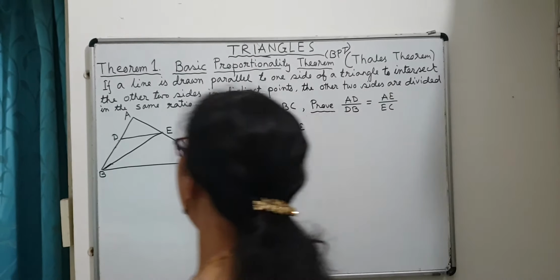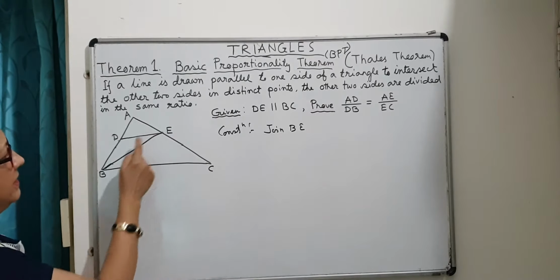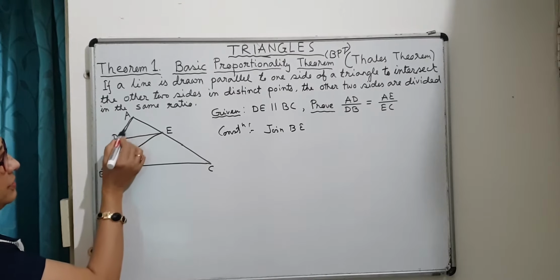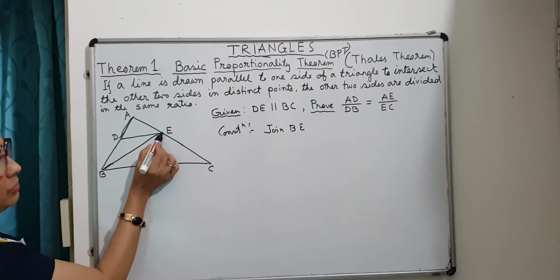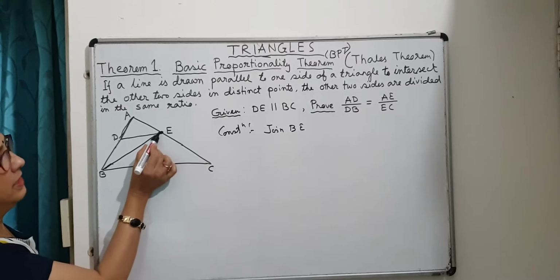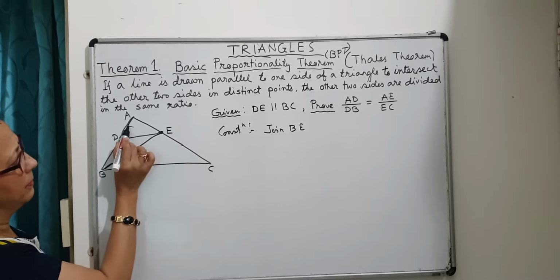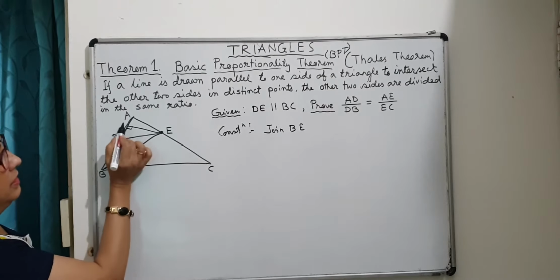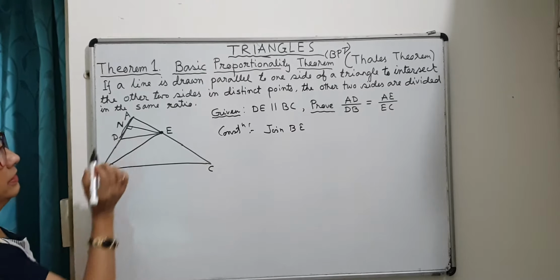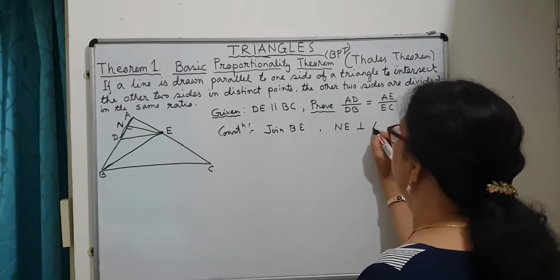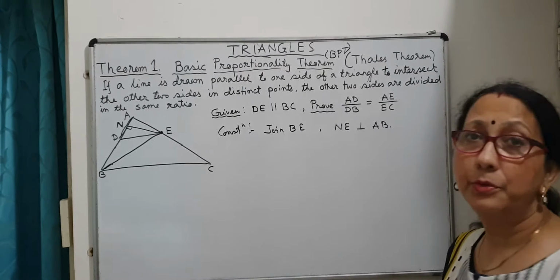So now you see the triangles ADE and BDE. If I consider these as their bases, there is a common vertex, so they will have a common altitude. E is the vertex. So from E, I am dropping a perpendicular, say EN. So what I am doing now is dropping perpendicular EN to the side AB. This I have to do.